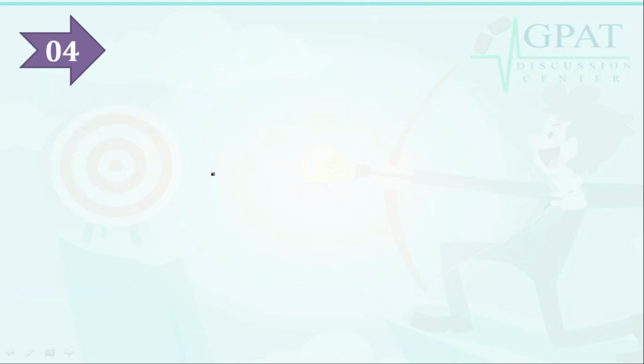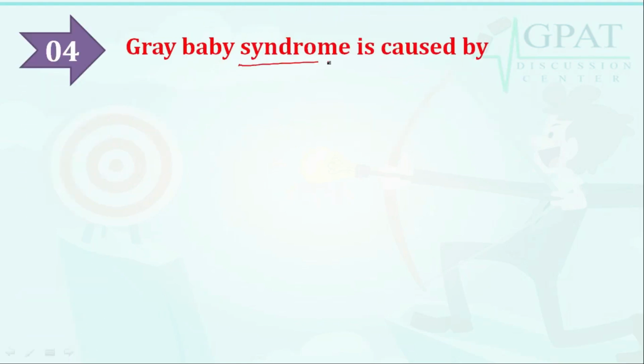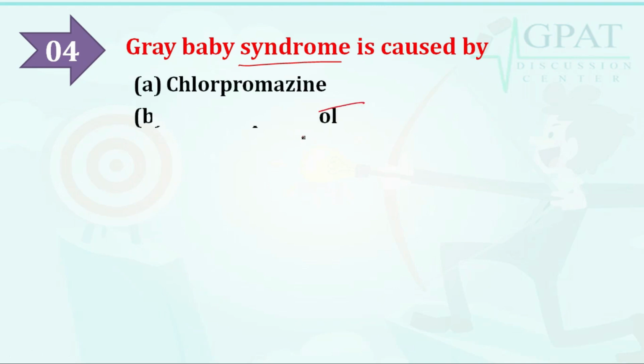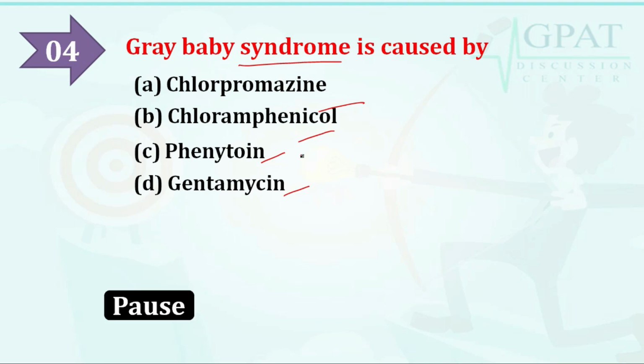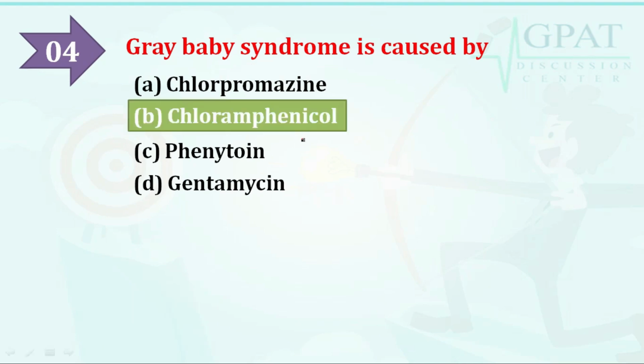Moving on to the next question. Gray baby syndrome is caused by, and the options are: option A is chlorpromazine, option B is chloramphenicol, option C is phenytoin, option D is gentamicin. So gray baby syndrome is caused by which drug? It is the most important question asked in every competitive exam. What is the correct answer, students? The correct answer is chloramphenicol. Chloramphenicol has the gray baby syndrome side effect.